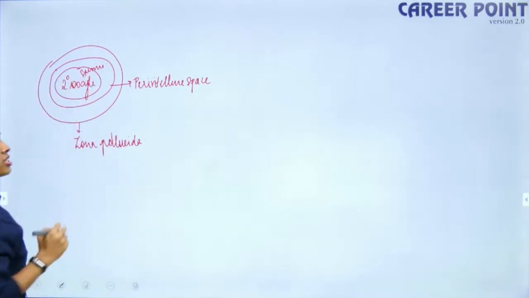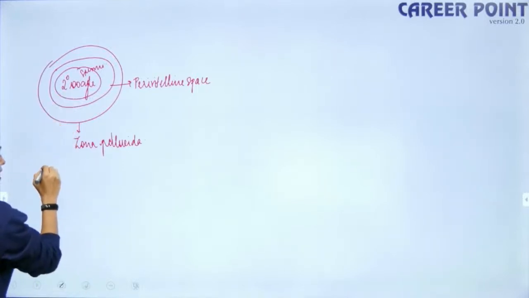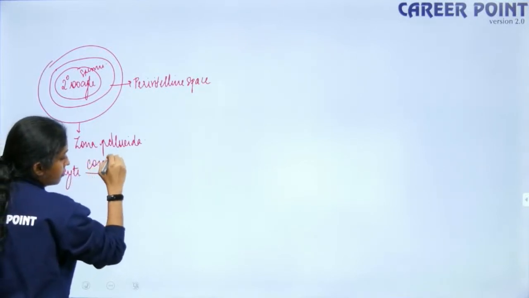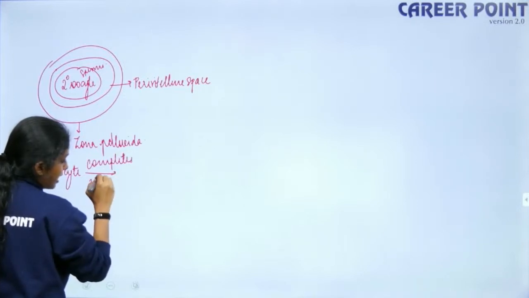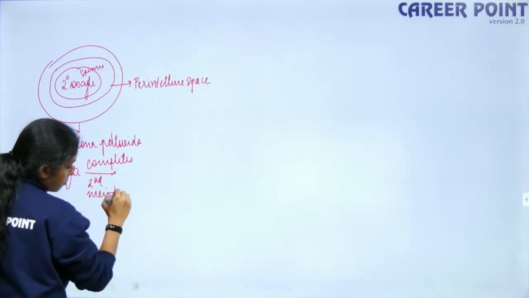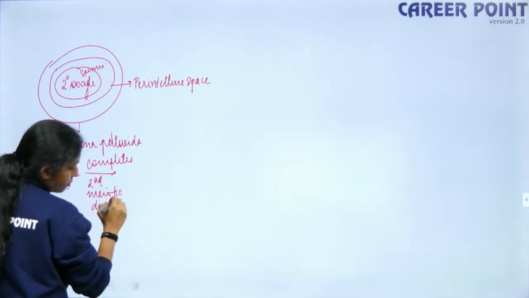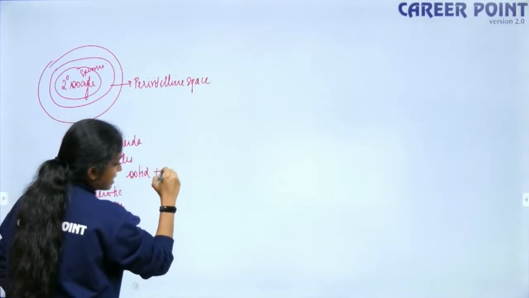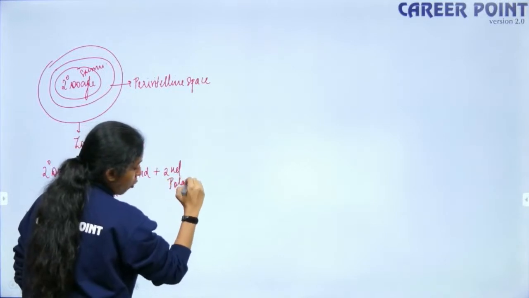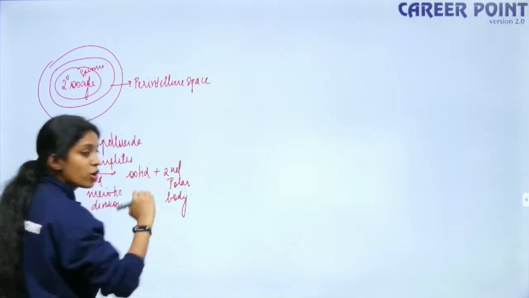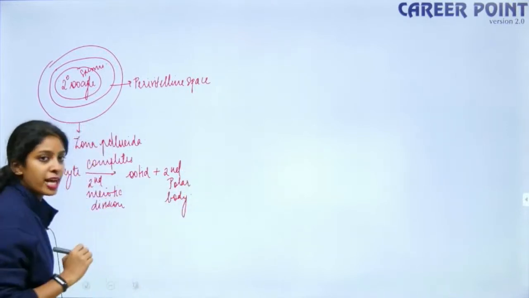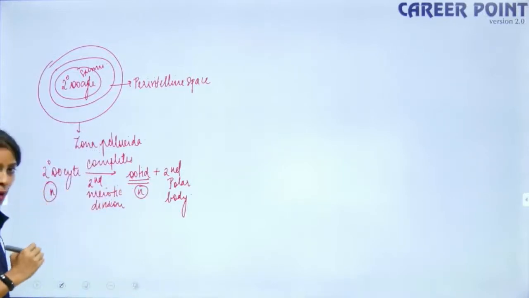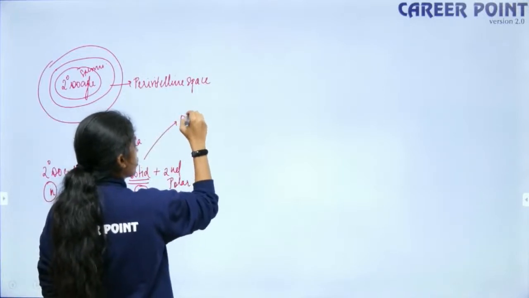The moment the sperm reaches the cytoplasm of the secondary oocyte, the secondary oocyte completes its second meiotic division, thus forming an ovum plus the second polar body. The first polar body was formed when the first meiotic division was completed. Now it is the second polar body. So this ovum is haploid, and of course your secondary oocyte is also haploid. Now your ovum fuses with the sperm.